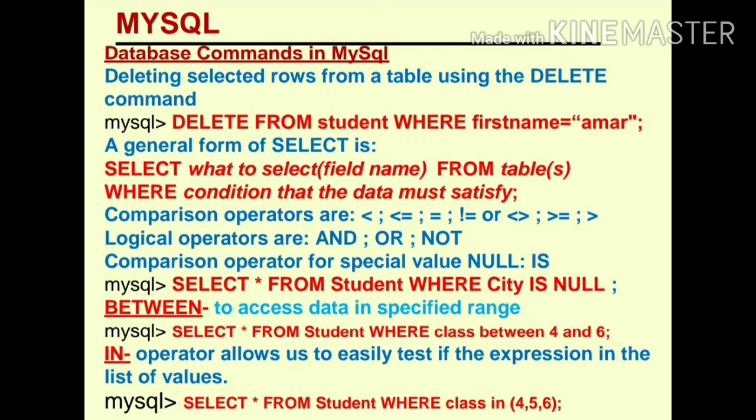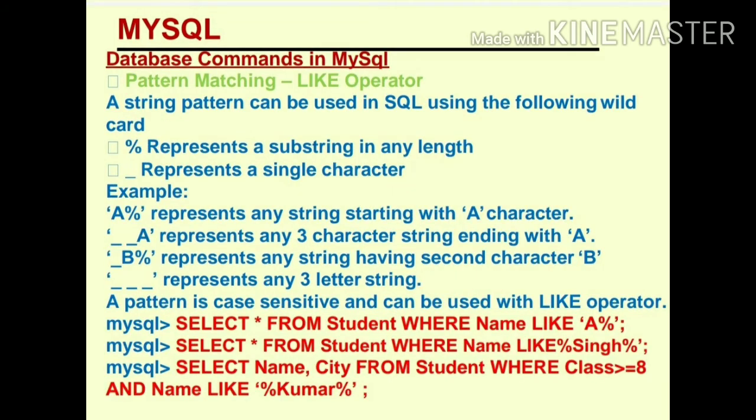In this case, you can use even character values, but for that you have to use inverted commas. Select star from student where city in 'Mumbai', 'Delhi', 'Kolkata'. So three rows will come whose cities are Mumbai, Delhi and Kolkata. You can use not also with between as well as with in: where class not in, where class not between. So the not operator will work with in and with between also. I hope I am clear.